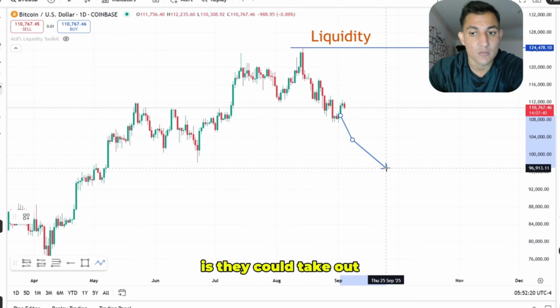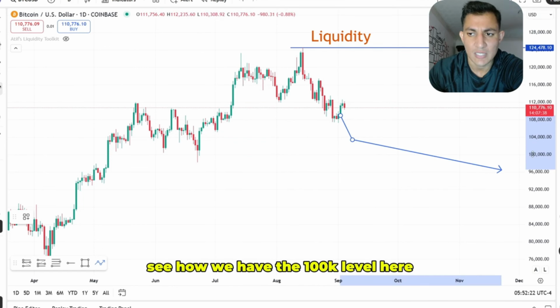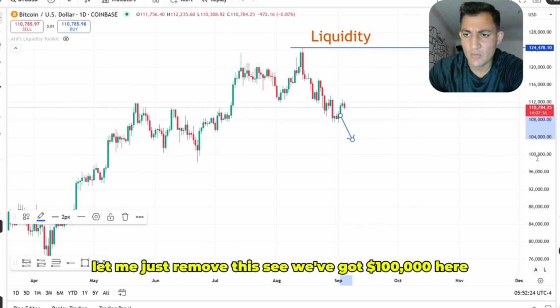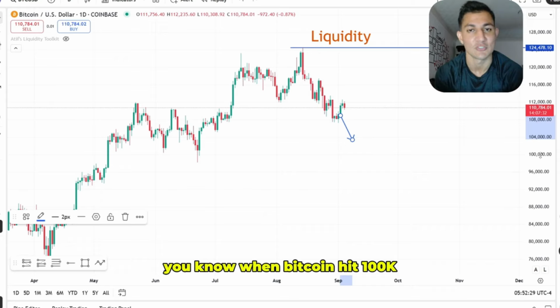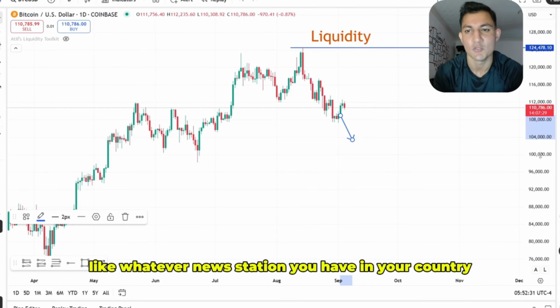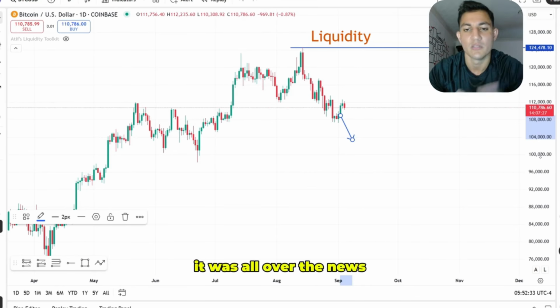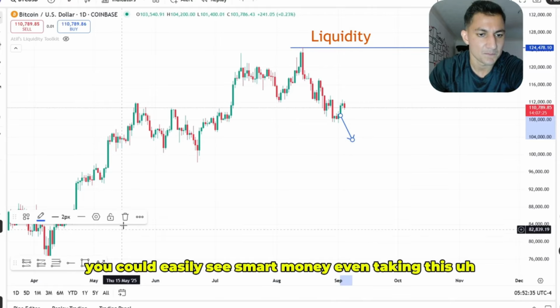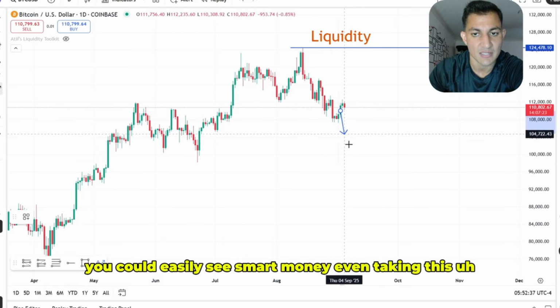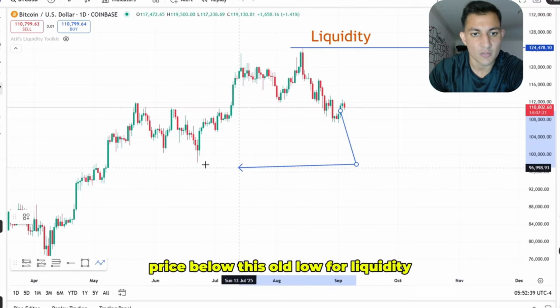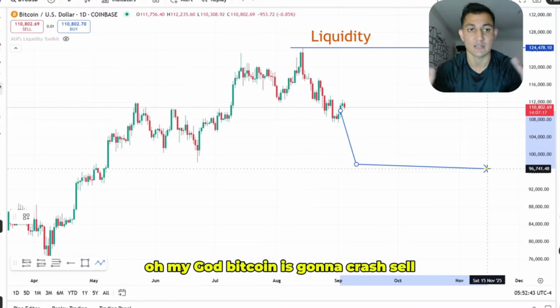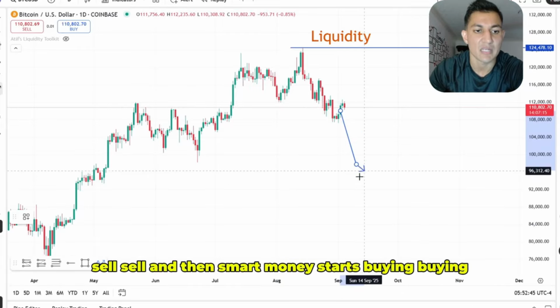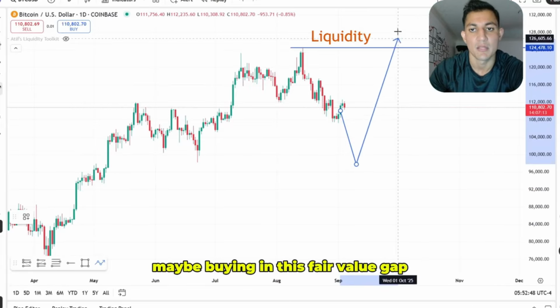what smart money want to do, they could take out, see how we have the 100K level here? Let me just remove this. See how we've got $100,000 here? You probably remember this. When Bitcoin hit 100K, it was all over the news. Whatever news station you have in your country, it was all over the news. You could easily see smart money even taking this price below this old low for liquidity, going below 100K, and people are like, oh my God, Bitcoin's going to crash, sell, sell, sell. And then smart money starts buying, maybe buying in this fair value gap, and then riding price over.